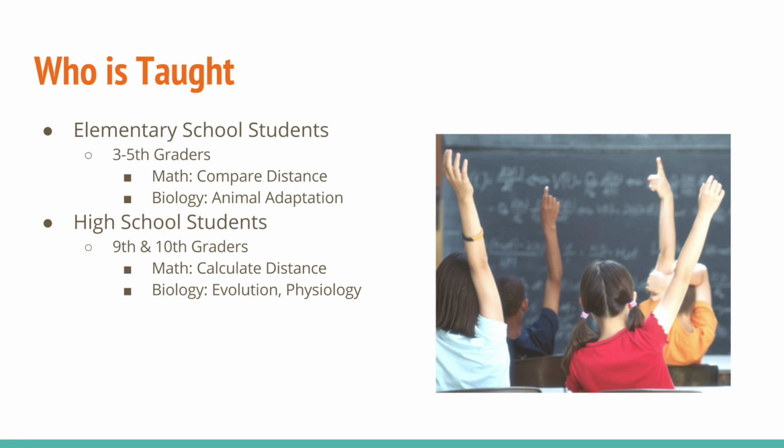The second one is high school students, specifically 9th and 10th graders. For these grades, math will be covered by having the students calculate the distance from the prey to the owl. Ninth graders taking algebra will be able to use techniques such as the distance formula, while 10th graders taking geometry will be able to use a combination of techniques like the Pythagorean theorem to calculate the distance. Biology taken by these grades delves into how animals evolved to better adapt to their surroundings, and thus the physiology of those animals.